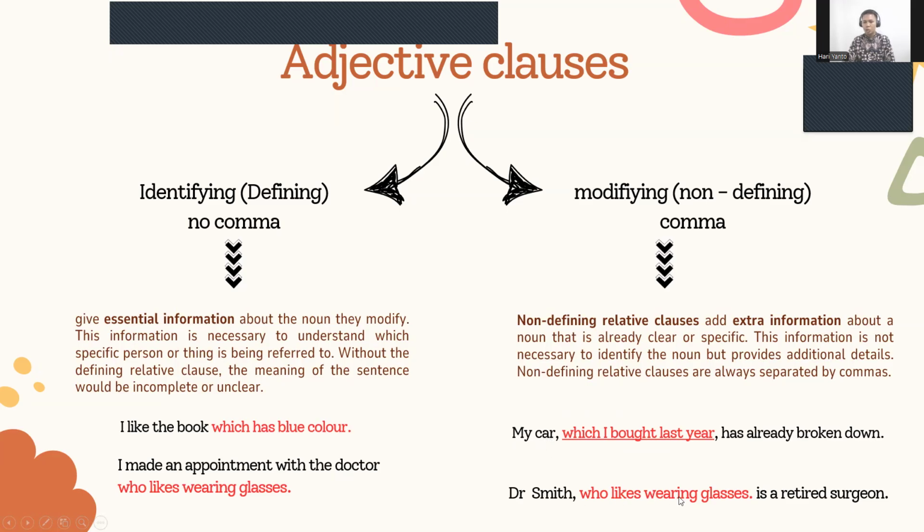And second, Dr. Smith, who likes wearing glasses, is a retired surgeon. Who likes wearing glasses is in the middle of commas, and it has the function to modify, or is non-defining, for Dr. Smith. Because without who likes wearing glasses, just Dr. Smith is a retired surgeon, it has already had a clear meaning and is also grammatically correct.